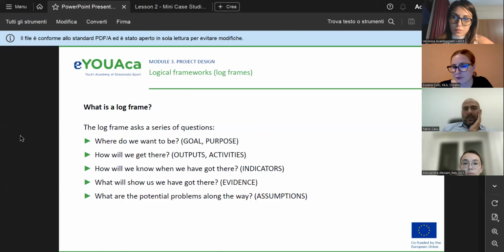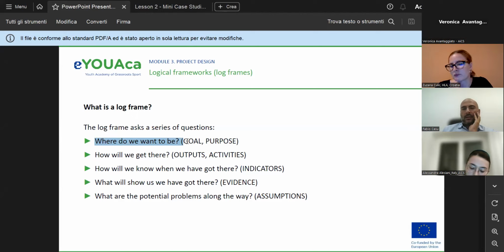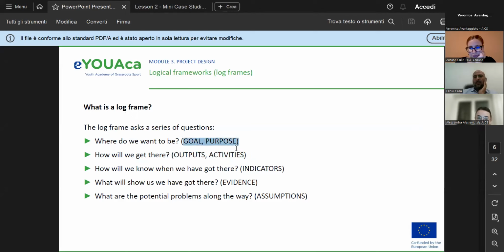What is a log frame? When you have a project, the first question that you must answer is, where do we want to be? That means which is our purpose, our goal. The second question is how we will get there. These are the results, the way through which we will achieve them. Where we want to go, how we want to go there: the final aim of your project and the activities that you will perform during your project.